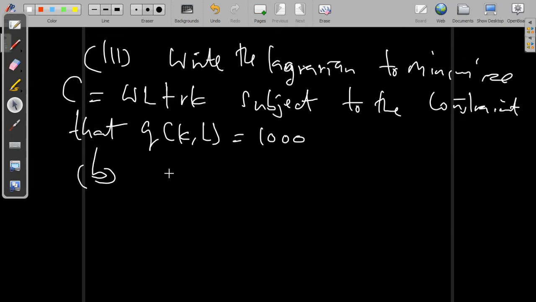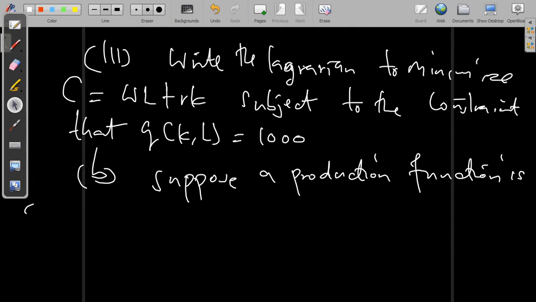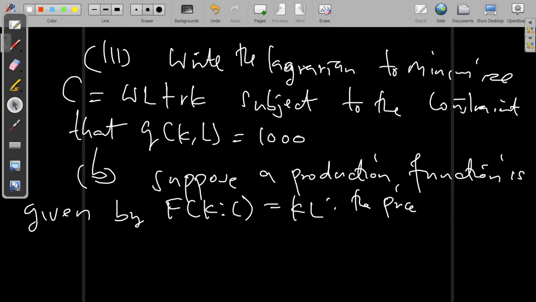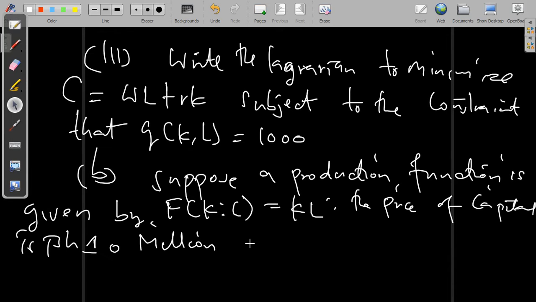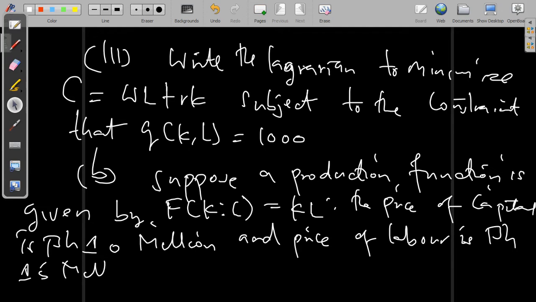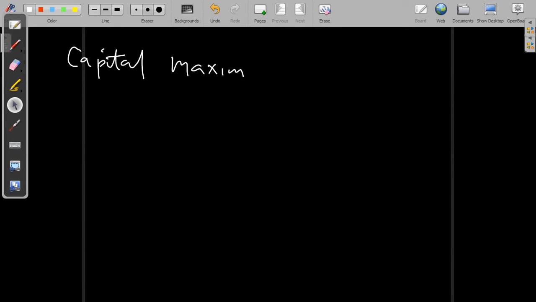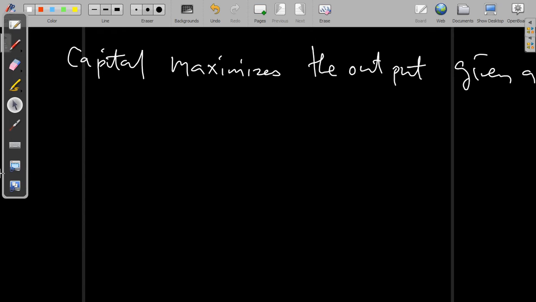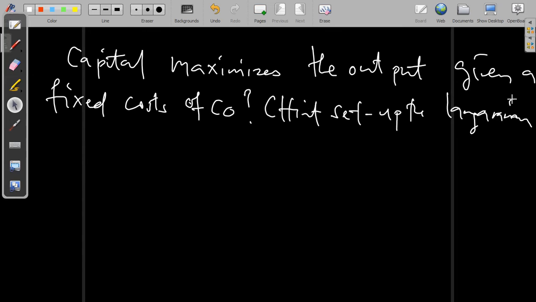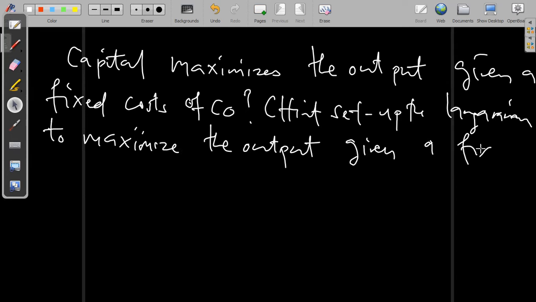And to part B, now suppose we have a production function that is given as a function of capital and labor, that is equal to KL. The price of capital is 10 Tanzania shillings millions and the price of labor is 15 millions. Now, what combination of labor and capital maximizes output given a fixed cost of C0? For that case, we are given the hint to set up the Lagrangian to maximize the output, that is capital and labor, subject to the constraint, that is WL + RK, which is equal to C0.